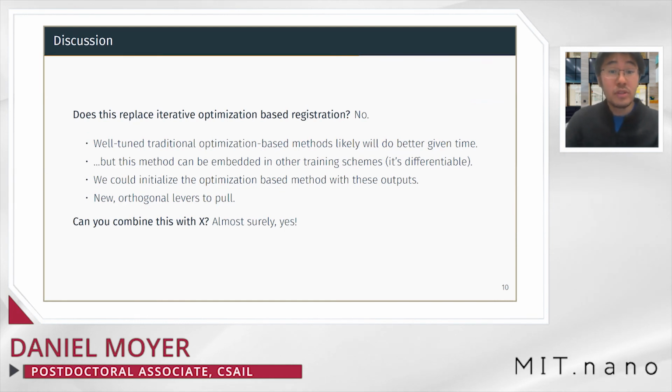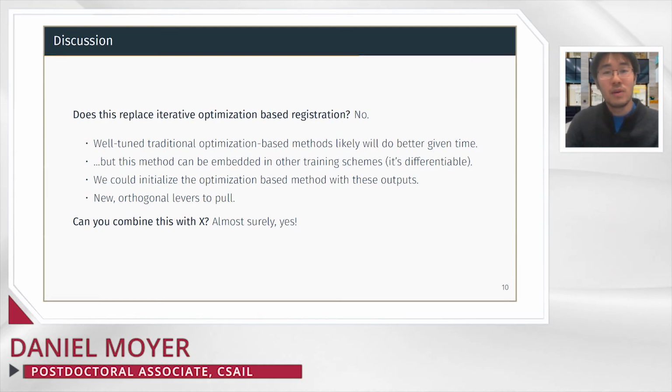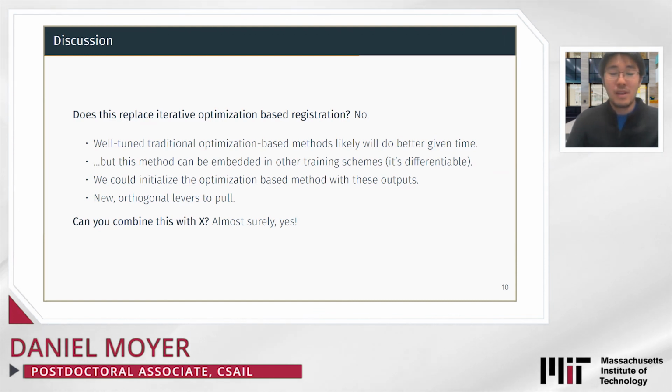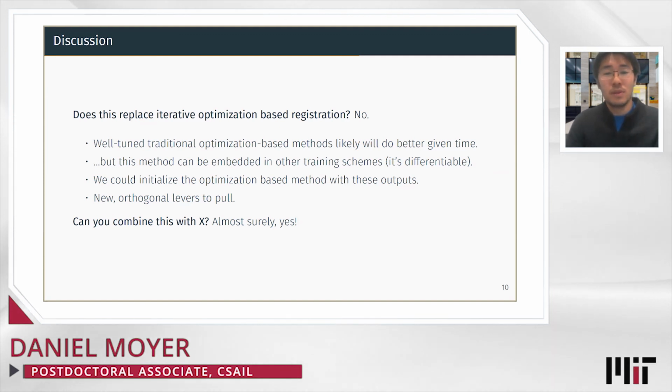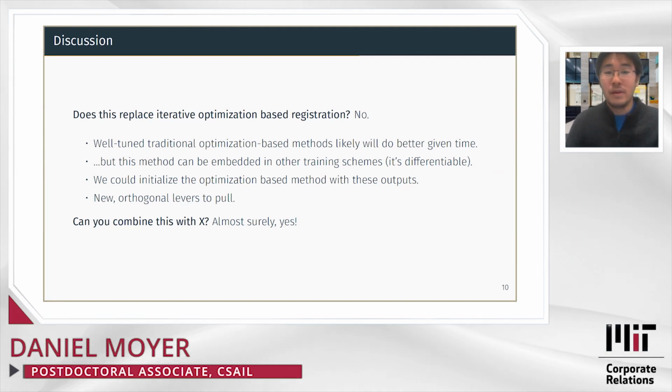Traditional methods use iterative optimization, which might be a little slower, but if you have the time to do it, this doesn't really replace it. It's more that we could use these levers together, and that these new levers that we've introduced are completely orthogonal to the previous methods, something radically different. So if we're designing a system that requires rigid tracking, this might be one way to do it that is unlike the others. It's also fully differentiable, so you could put this inside of other training schemes.